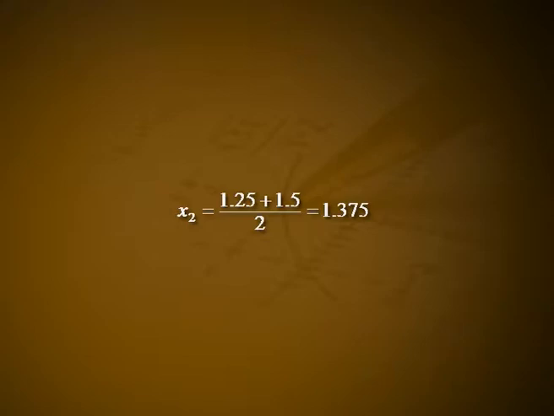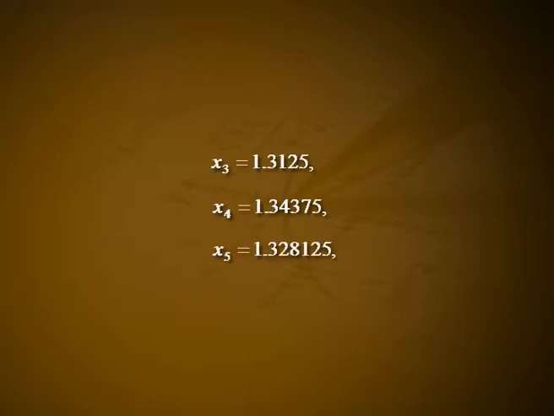Step 3. f(x1) = −19/64, which is negative, and hence f(1)·f(1.25) > 0, so a root lies between 1.25 and 1.5. Hence x2 = (1.25 + 1.5)/2 = 1.375. Step 4. The procedure is repeated and the successive approximations are x3 = 1.3125, x4 = 1.34375, x5 = 1.328125, etc.